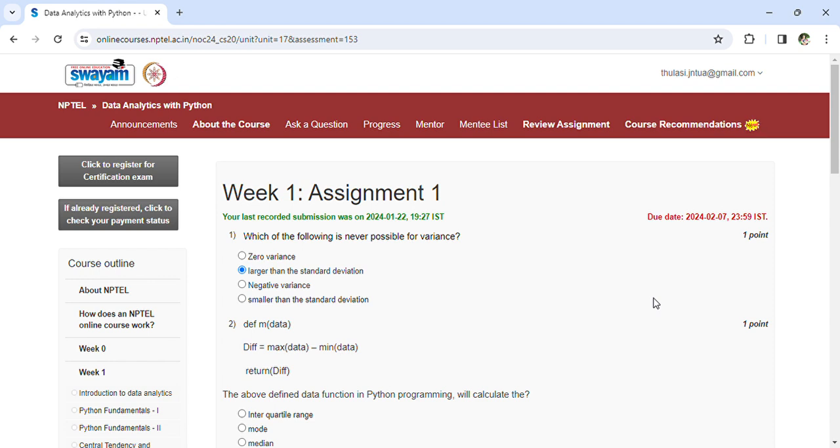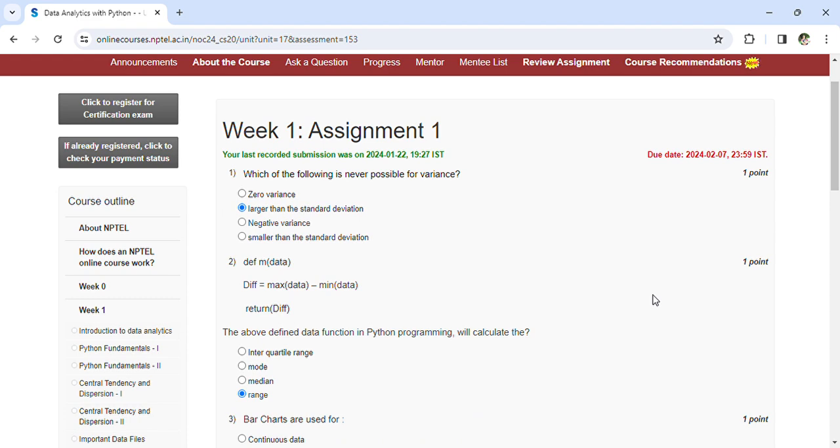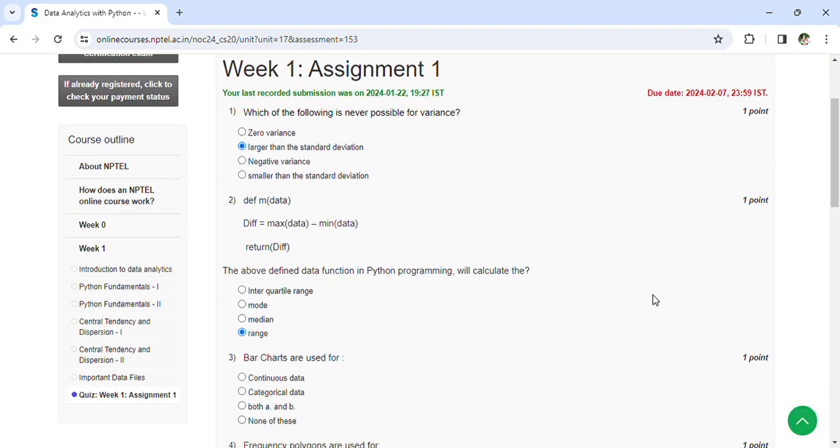Which of the following is never possible for variance? Larger than the standard deviation. def range_data(data): difference = max(data) - min(data); return difference. It is in Python programming, this function will calculate the range.